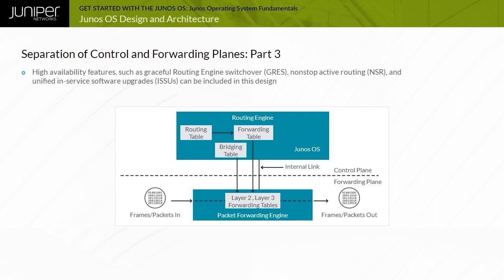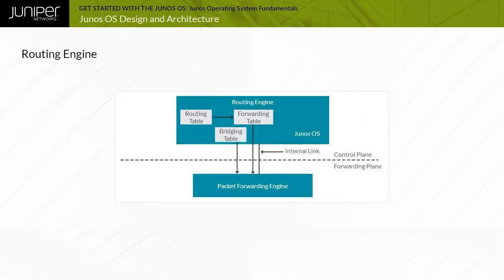This architectural design also makes possible the incorporation of high availability features, such as graceful routing engine switchover, or GRES, nonstop active routing, or NSR, and unified in-service software upgrades, or ISSUs. Now that you have had a basic introduction to the routing engine and the packet forwarding engine, take a closer look at the routing engine.